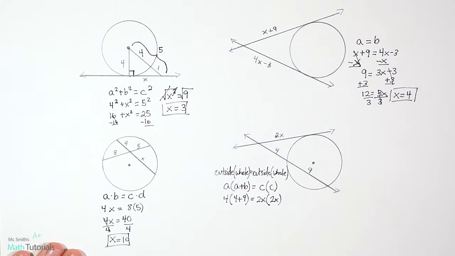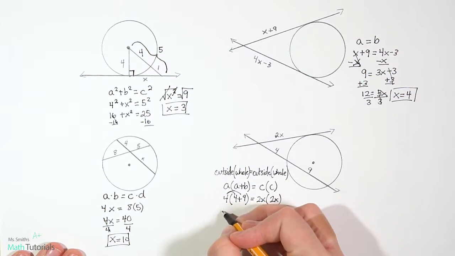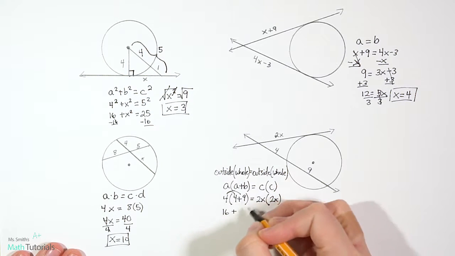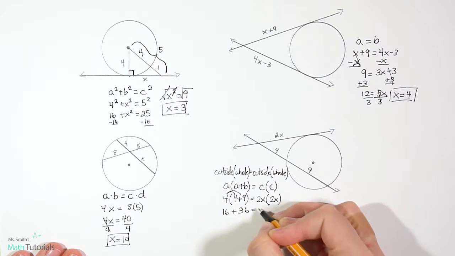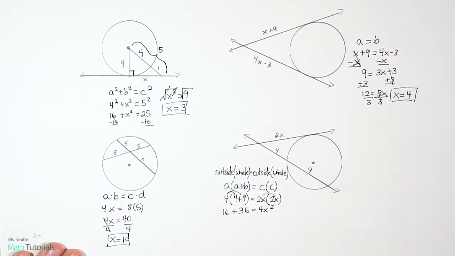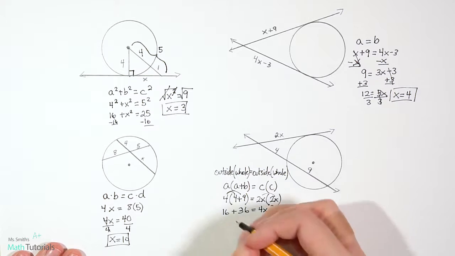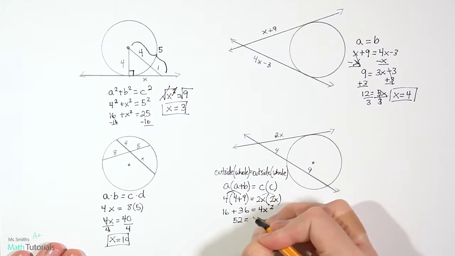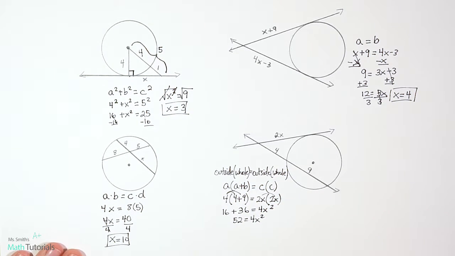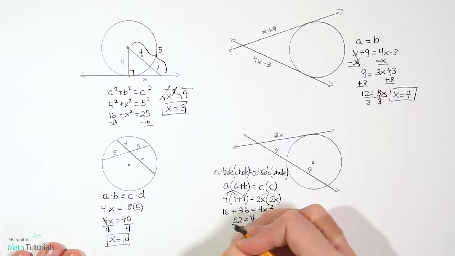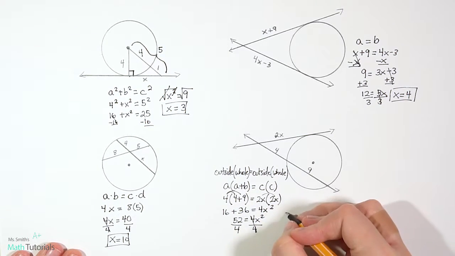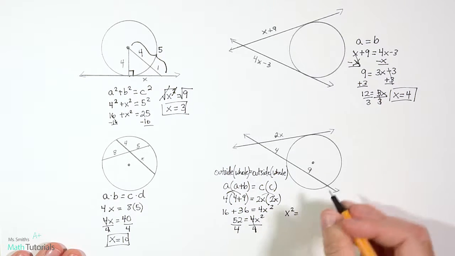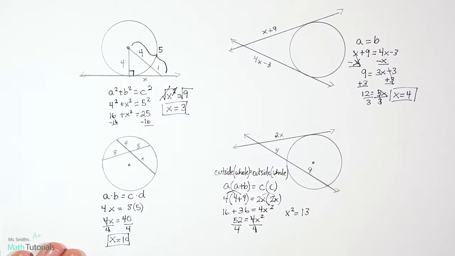And then we just want to solve this for x. We'd need to distribute that 4, or you could add and then distribute however you want to do it. So 4 times 4 is 16, 9 times 4 is 36, equals 2x times 2x is 4x squared. 16 plus 36 gives us 52, equals 4x squared. We'd want to divide by 4, and we'd get x squared equals 52 divided by 4 is 13.